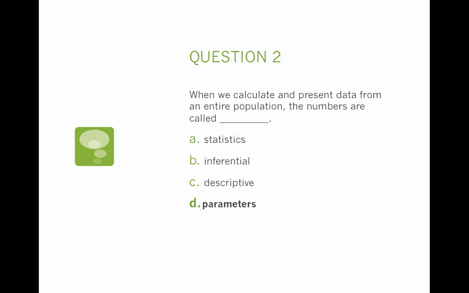So whenever we have data and numbers that are talking about and describing an entire population, those numbers are called parameters. But if we have numbers that are calculated and represent and summarize data from a sample of people, those are called statistics. What are inferential numbers? Well, those are really inferential statistics that allow us, when we have a combination of descriptive and inferential statistics, to really do some hypothesis testing. And inferential statistics are really being able to infer or generalize data from a sample to a larger population.